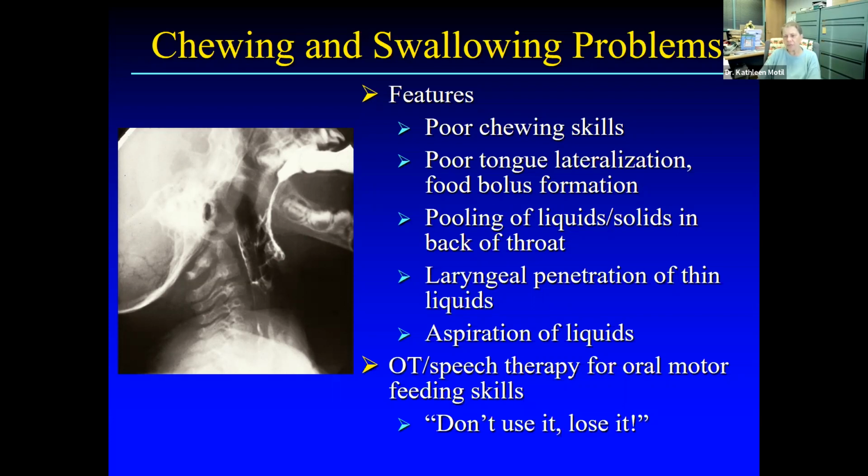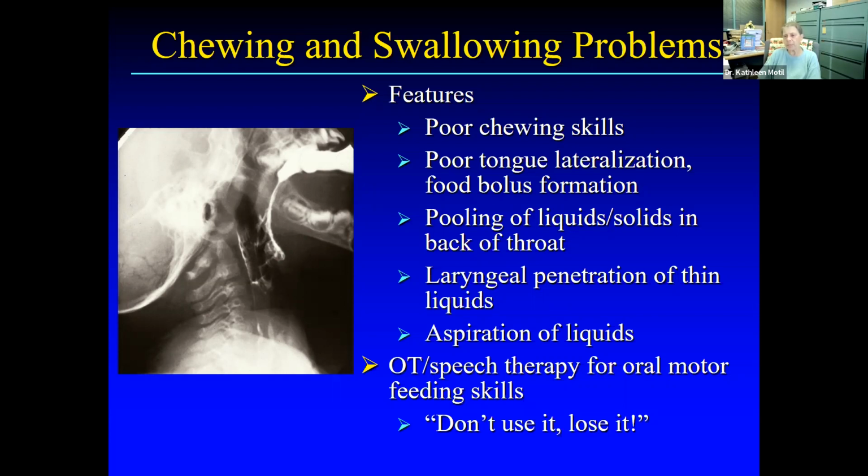Therapy for this kind of problem is really very limited. Your OT and your speech therapy folks are usually the people that we send your children to because we want them to have therapy for the oral motor feeding skills. Our motto is, if you don't use it, you lose it. And so we do want all of your children to go for those therapies.